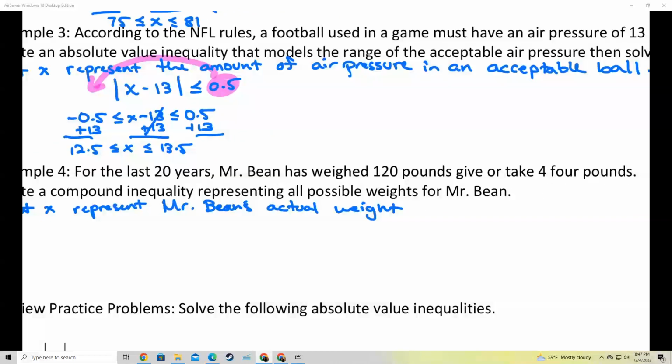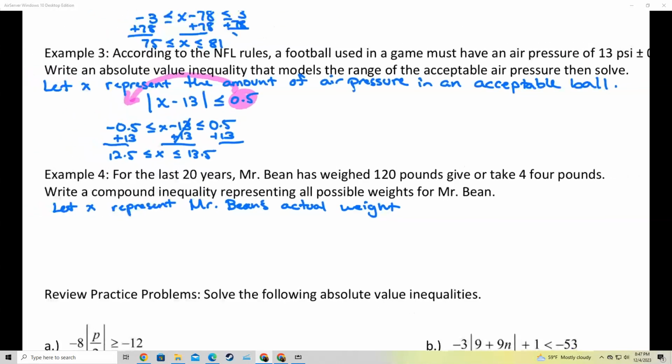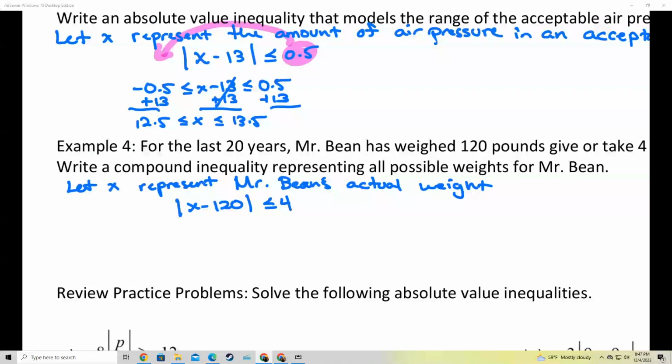When they say give or take 4 pounds, they didn't say less than or equal to. So we're going to assume that you can be equal to. So I'm going to write absolute value. Again, I don't know his weight, but I know that his target weight should be around 120 pounds. So x minus 120. And the cushion that they're giving me is 4 pounds. So I'm going to write less than or equal to 4. We're going to take that 4 and swing it to the front. That's going to be negative 4 is less than or equal to x minus 120, less than or equal to positive 4.